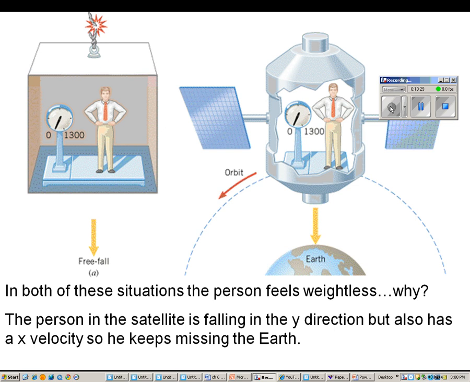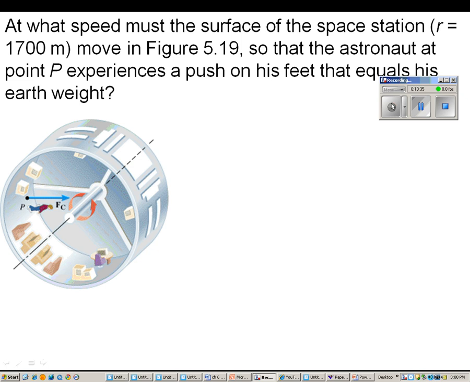The person in the satellite is falling in the y direction, but also has an x velocity, so he keeps missing the Earth. In this next problem, we have a space shuttle out in space, and it's spinning in order to have an artificial gravity. And what happens is the normal force from the floor is causing the person here to feel as though they have weight, and they're spinning around in a circle, and there's a normal force pushing on them, and that's actually acting as a centripetal force to keep them moving in a circle. So this picture is out in space. This satellite is spinning in order for them to feel as though they have weight.